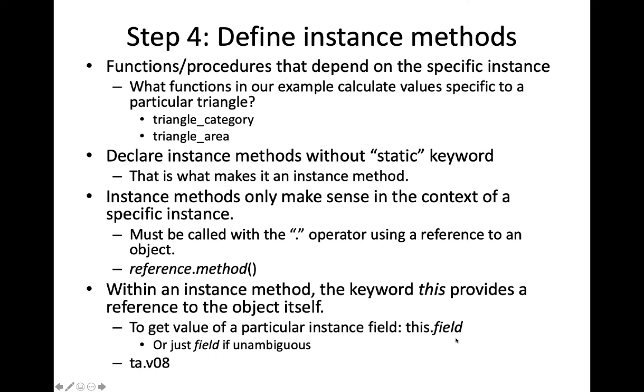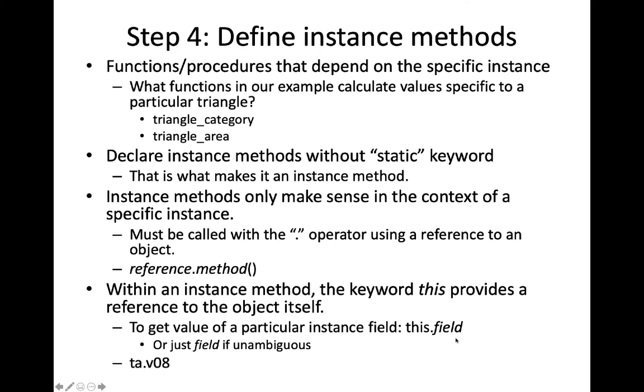And now I can define instance methods that operate in the context of a particular instance of a triangle. So I can ask a specific triangle, what's your area? I can ask a specific triangle, what's your perimeter? And so I define those methods in the triangle class as instance methods.